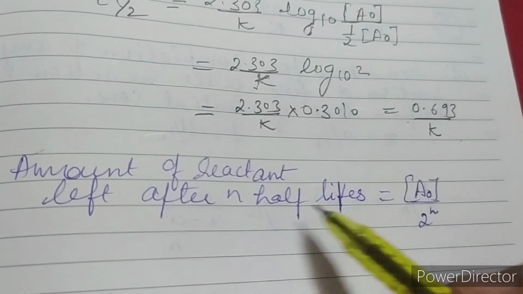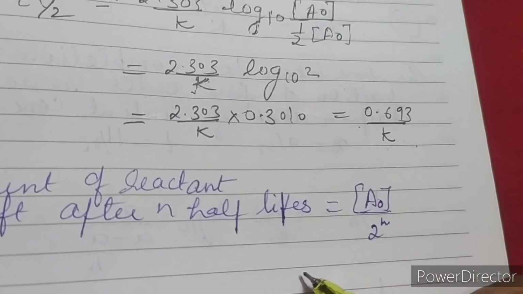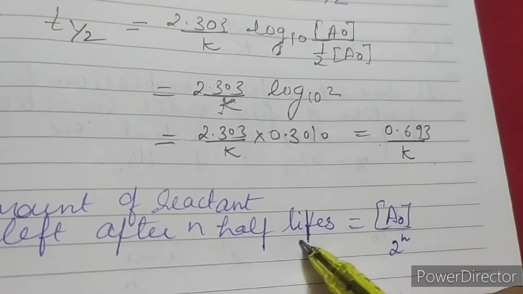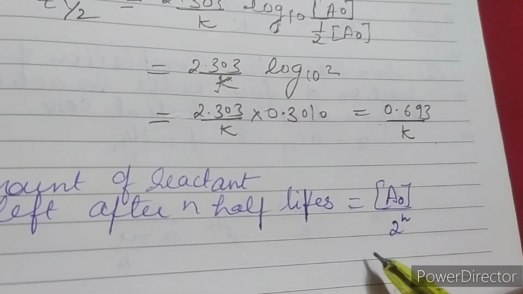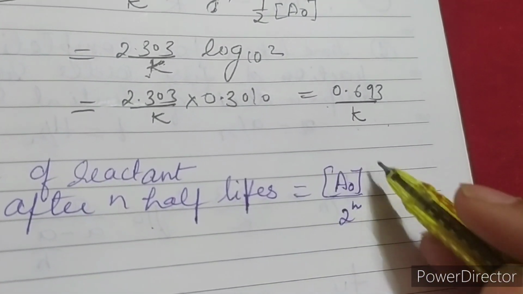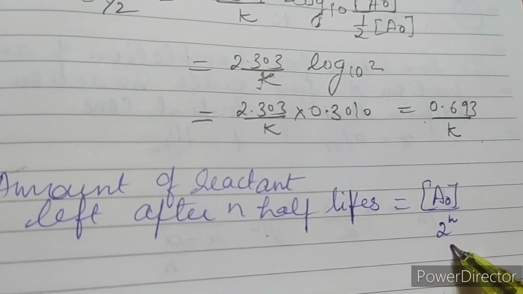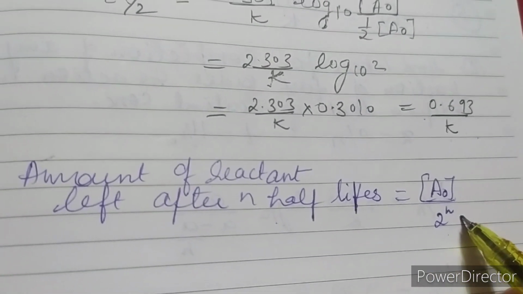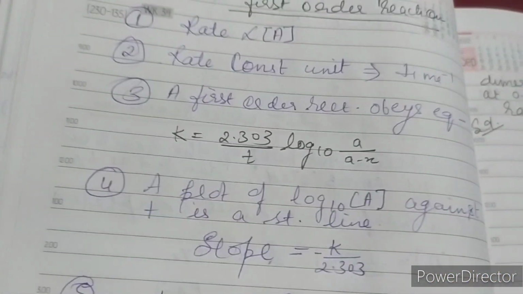Amount of reactant left after n half life. Suppose after one half life the amount of reactant will be A naught by 2 power 1. After 2 half lives A naught by 2 to the power 2, that is 2 square, then 2 cube. So above for after n half lives I have derived a general formula that is A naught by 2 to the power n. So if n half lives are given, you can calculate the amount of the reactant after n half lives, knowing the initial concentration of the reactant.